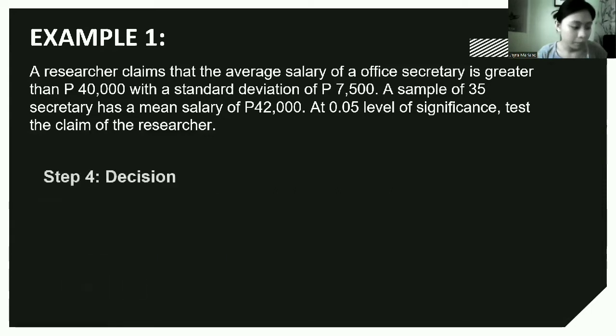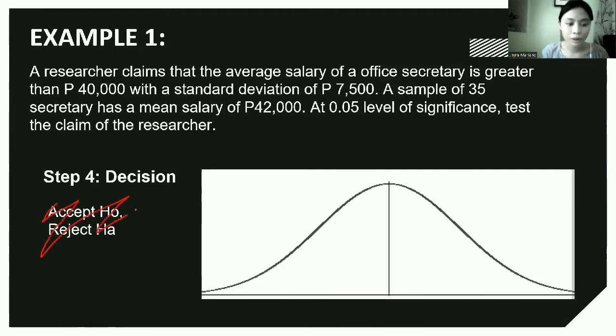So, step 4, decision na. So, using our, kunyari hindi nyo pa ito nakita, using our normal curve, ilalagay natin siya. So, 1.645, nandito siya, positive 1.645. And then yung value ng ating Z is 1.58.